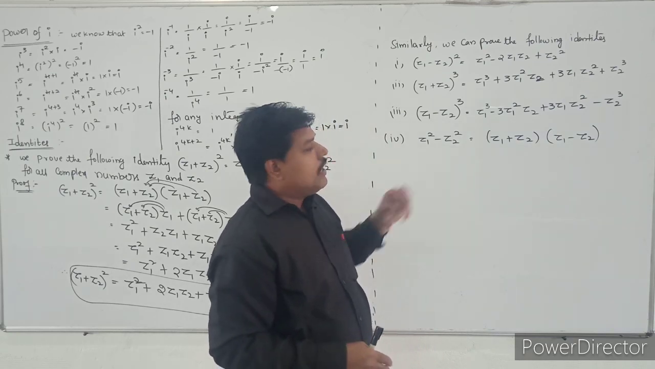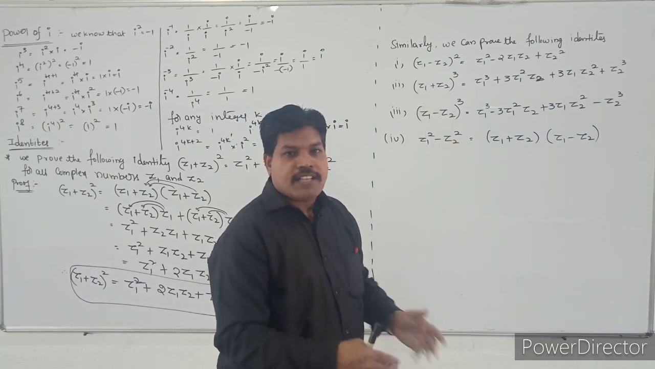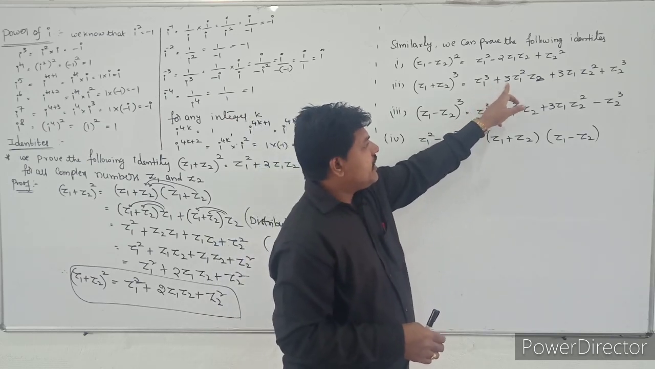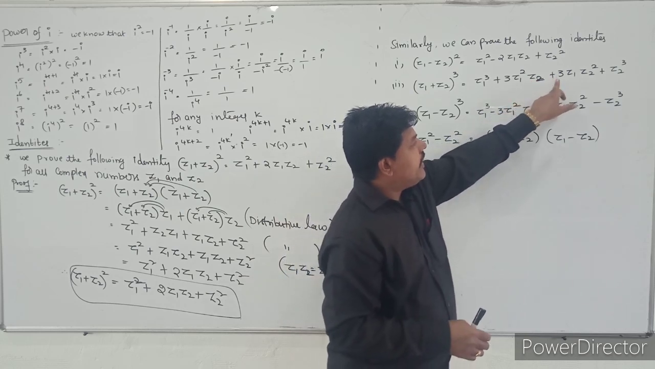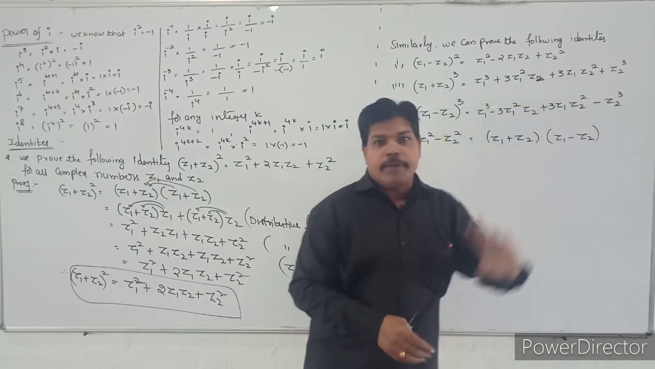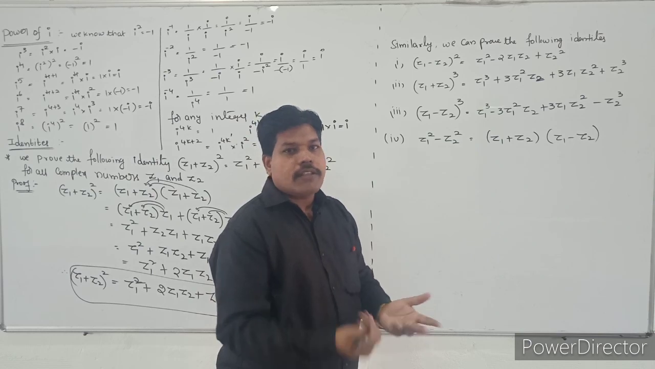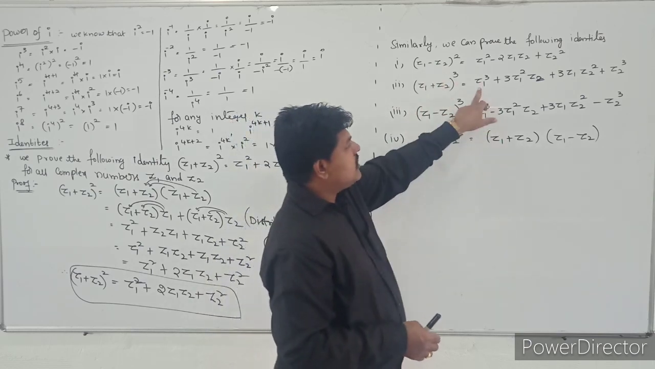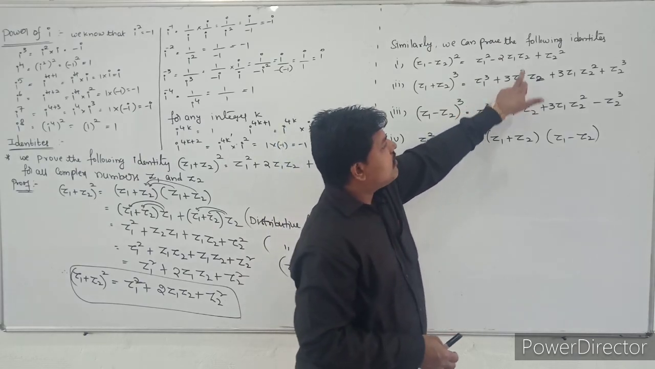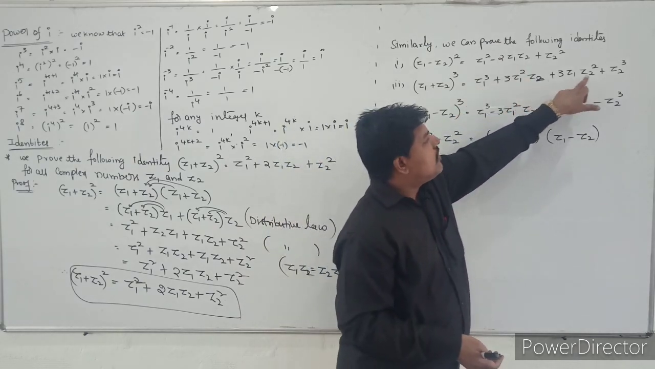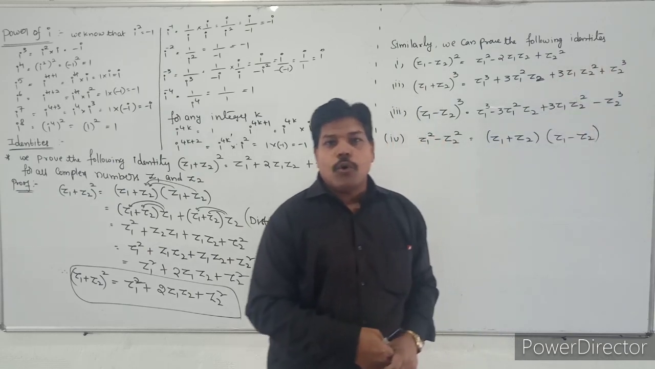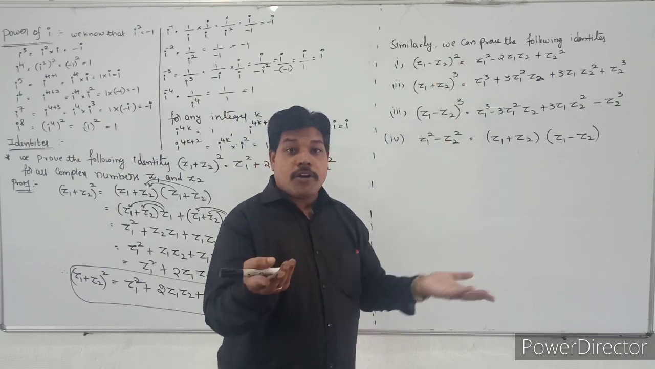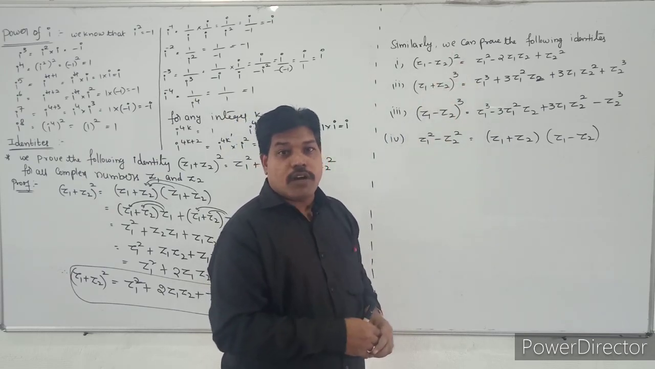Similarly, for real numbers, (a plus b) whole cube, the formula is a cube plus 3a square b plus 3ab square plus b cube. Here we are taking the complex numbers, (Z1 plus Z2) whole cube. What is that? Z1 cube plus 3 Z1 square Z2 plus 3 Z1 Z2 whole square plus Z2 whole cube. So it is in the form of (a plus b) whole cube. For real numbers we take a, b, but here Z1 and Z2 are complex numbers.